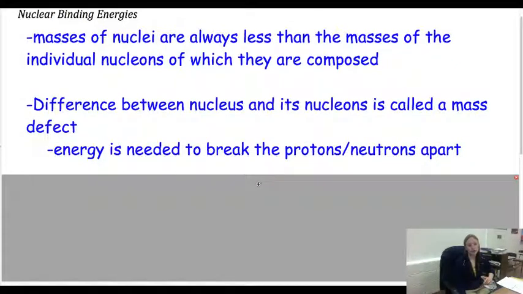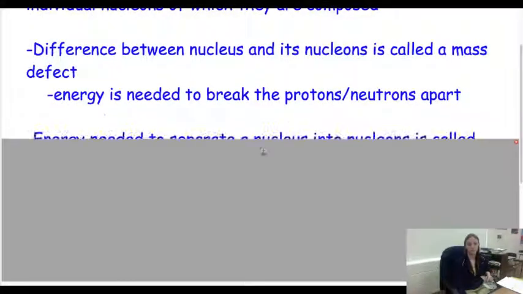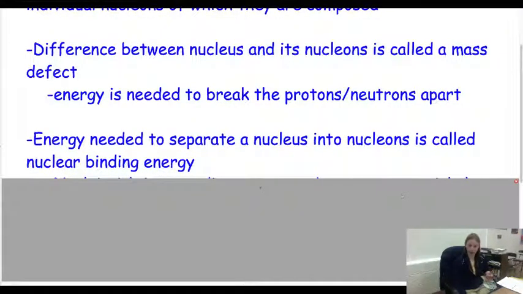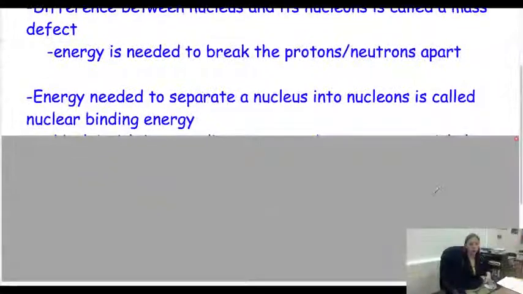Energy is needed to break apart the protons and the neutrons, and that's where we get the difference in mass, because some energy needs to go in to break them apart. If you have to put energy in and you get energy out of something, there's going to be a change in mass, because energy and mass are proportional based on E equals mc squared. This energy that's needed to separate the nucleus into its nucleons, or its parts, is called the nuclear binding energy.